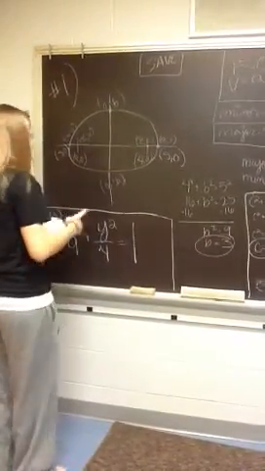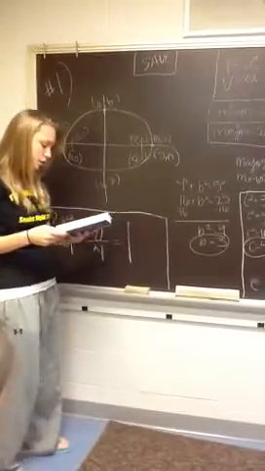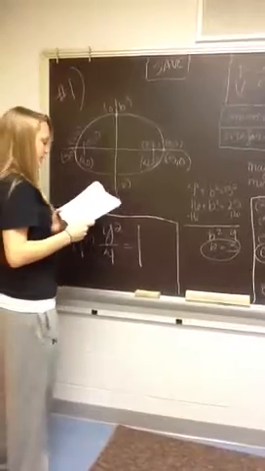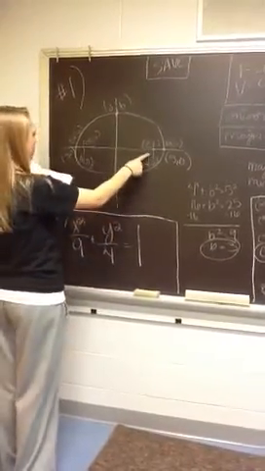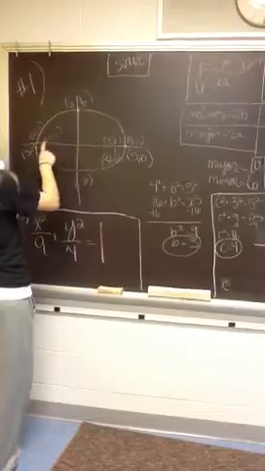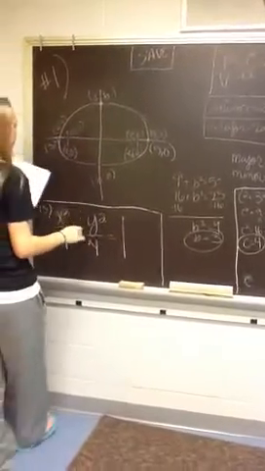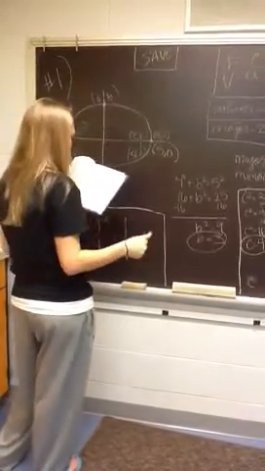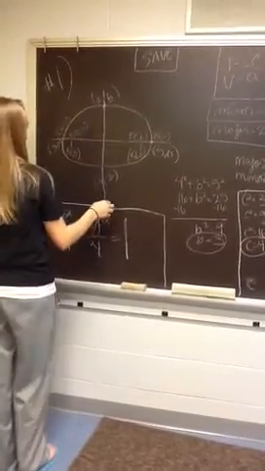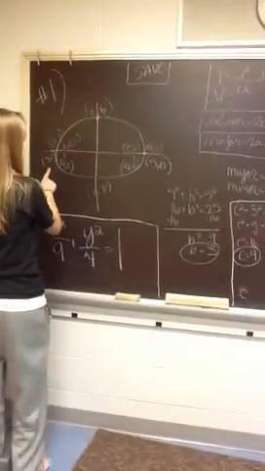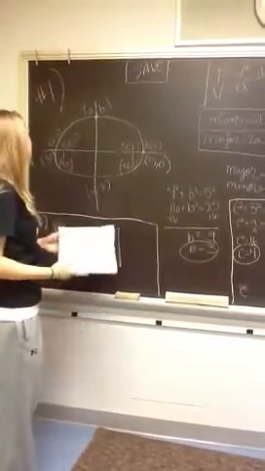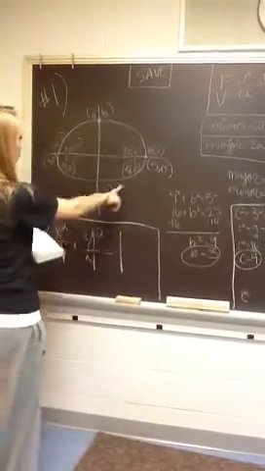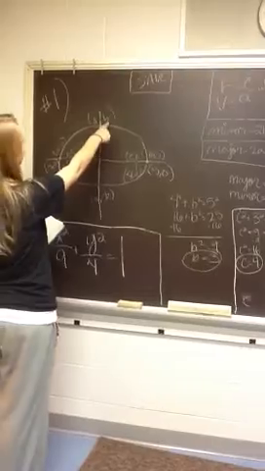So for problem number 1 in the homework, your foci are 4, 0, and -4, 0. So you're going to mark those inside of your lines on your chart. And then your vertices are 5 and -5, 0. So you're going to mark those as your vertices. And for this problem specifically, you're going to need to find your B point.